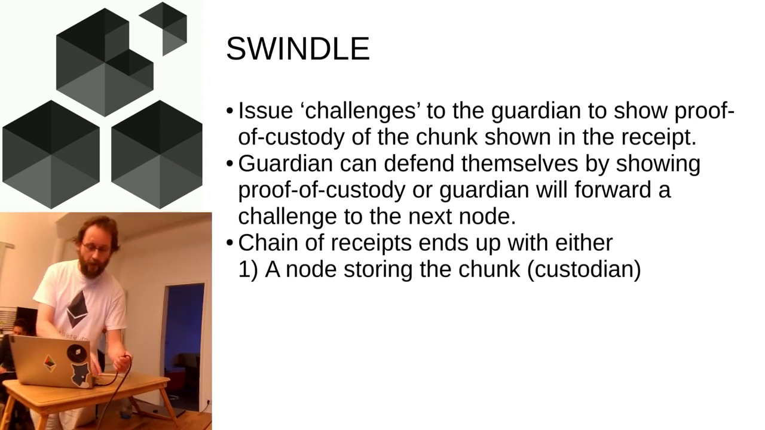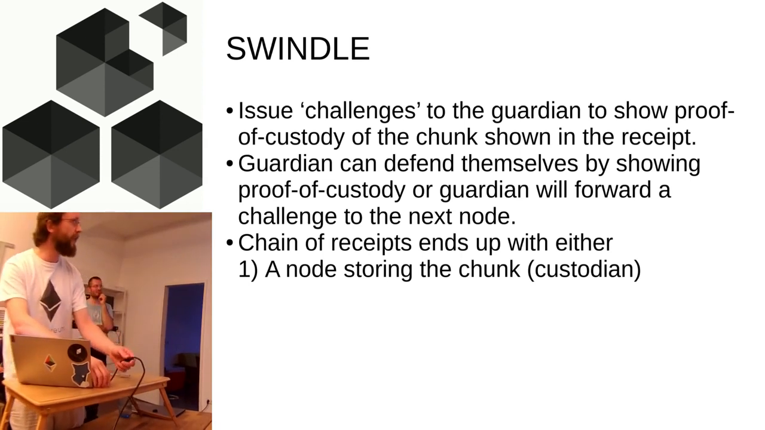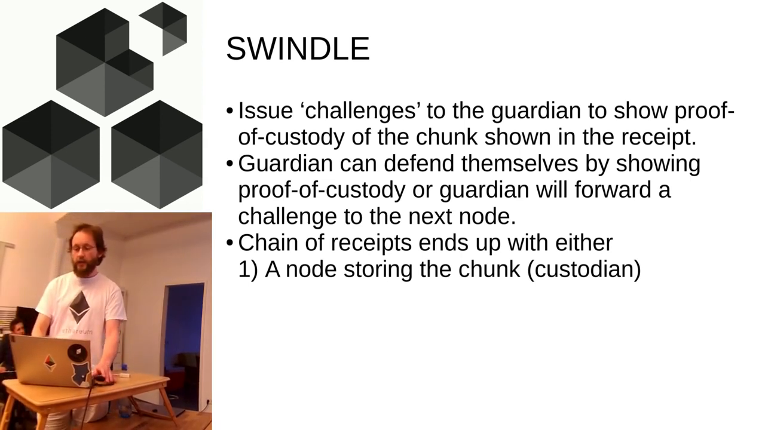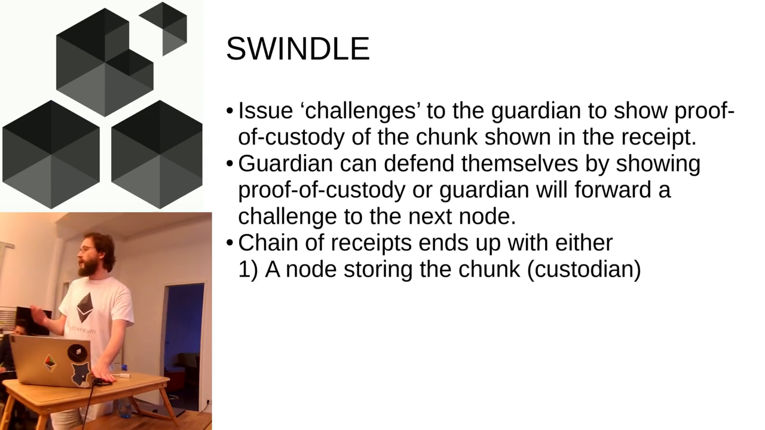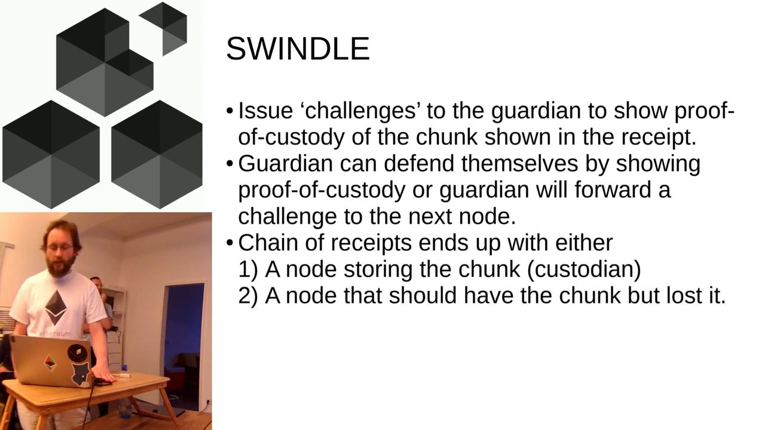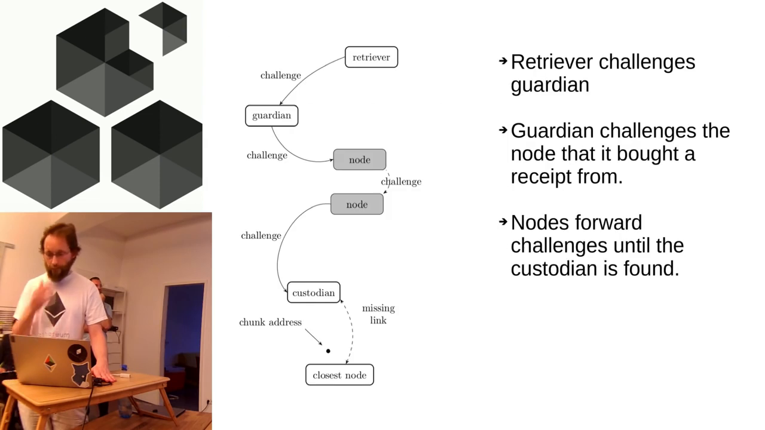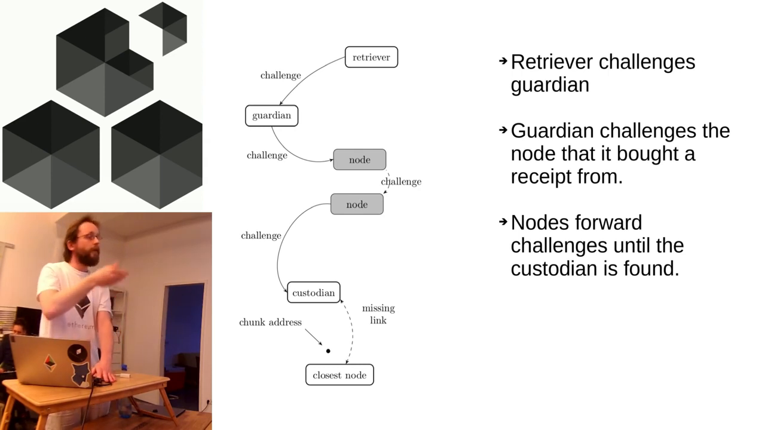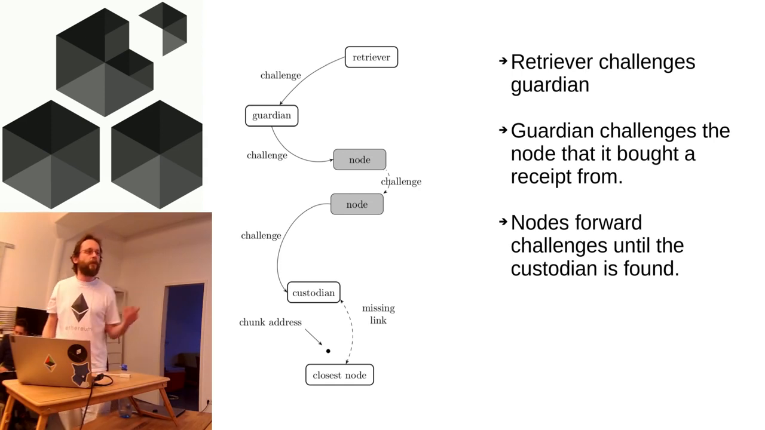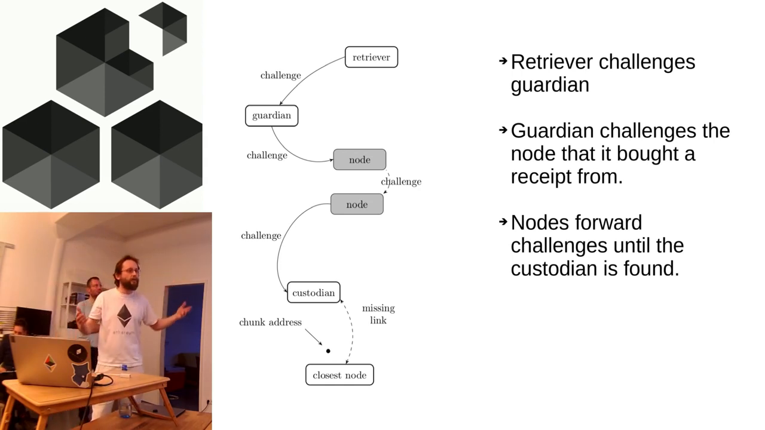Until the chain ends up with, well, two things can happen. Either the chain of accusations ends up with a node which actually has the chunk, in which case the chunk is returned and we're happy. And the other option is that the chunk should have been there, but it was lost. So in the example I gave, the string of challenges will end up with the custodian who has the chunk, and the chunk is found, it is returned, and the missing link is identified, the swarm can be repaired. So that's fine.